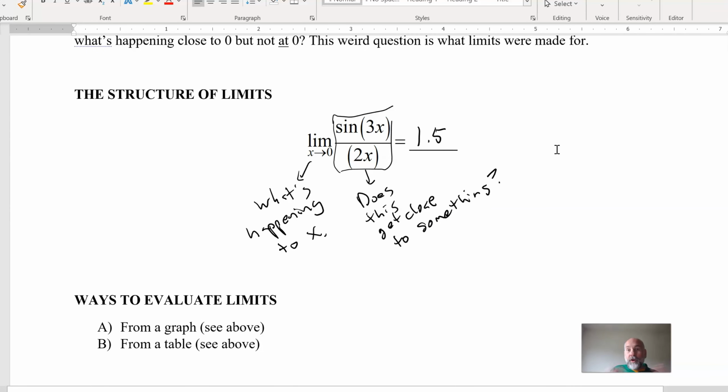And so we're going to be seeing how to evaluate limits today. There are three basic ways to evaluate limits. One is from a graph. So what is it getting close to? And just look at it. There's from a table. What are the y values getting closer to? And you can look at the table.